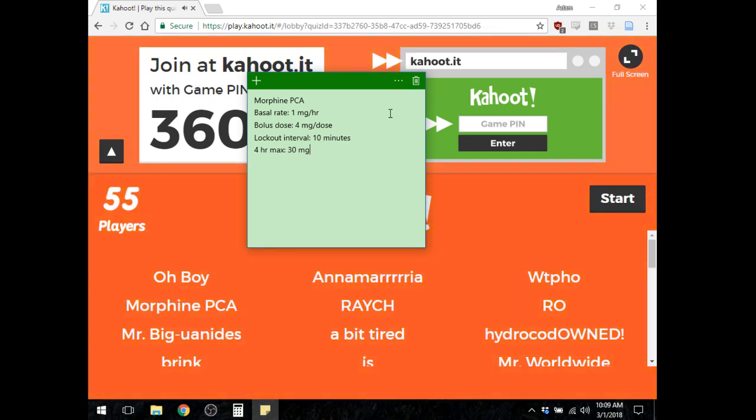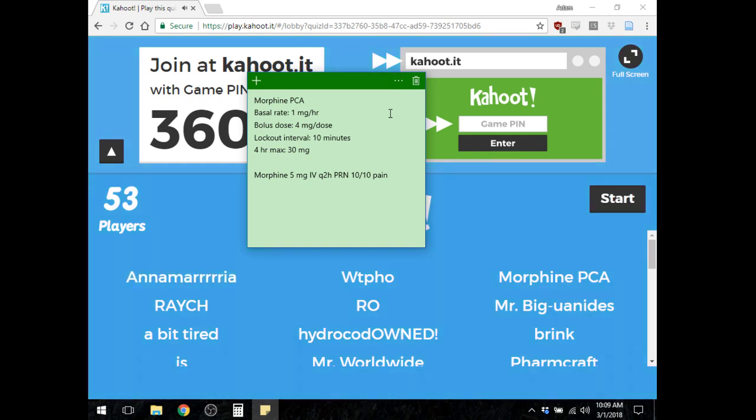But in this case, the doc had also written for a morphine, PRN, 5 milligrams IV, Q2 hours, PRN, 10 out of 10 pain. This is the other big red flag that came up because, again, now the question is, okay, the patient's giving themselves all these doses of morphine. Who makes the decision on whether or not they get this additional order? The nurse makes the decision, right?